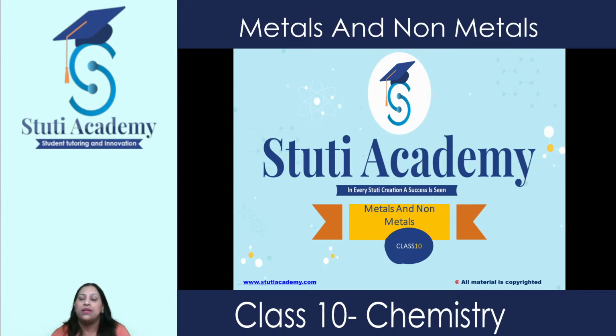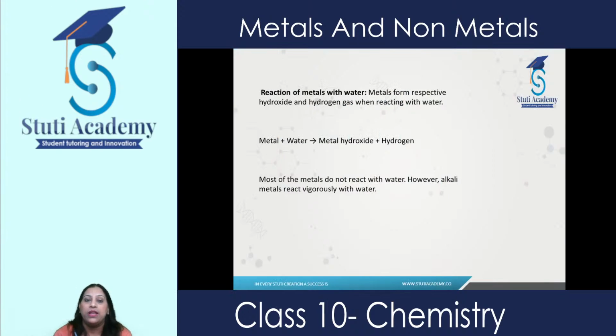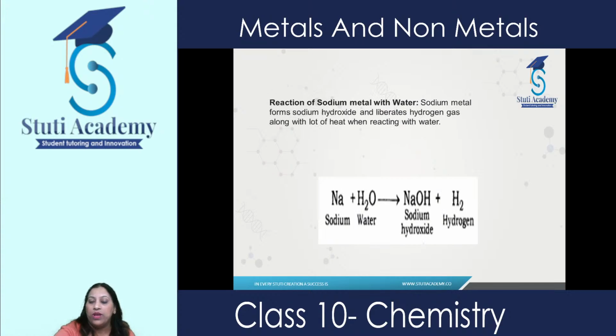Now in today's class, I'll take the chemical properties of metals. Although I have explained one chemical property of metals, which is that when a metal reacts with oxygen, it forms oxides. The second property of metals is that when a metal reacts with water, it forms hydroxide. So when they react with oxygen they form oxides, and when metals react with water, they form hydroxide plus hydrogen gas is liberated.